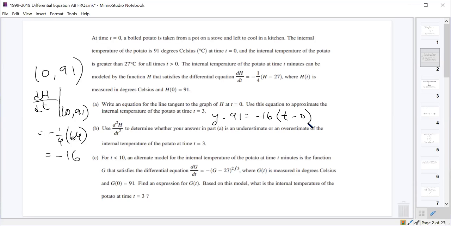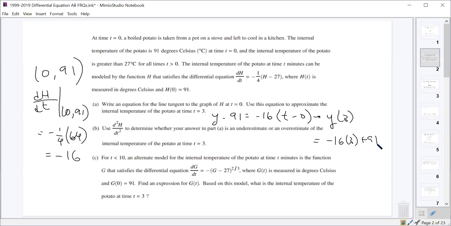The second thing is we want to use that equation to approximate the internal temperature of the potato at t equals 3, which means we need to plug in 3 for t. Easy enough, right? So we'll say y of 3 is negative 16 times 3 plus 91. And what does that come out to be? I think that's 43. Negative 48 plus 91. Does that sound right?